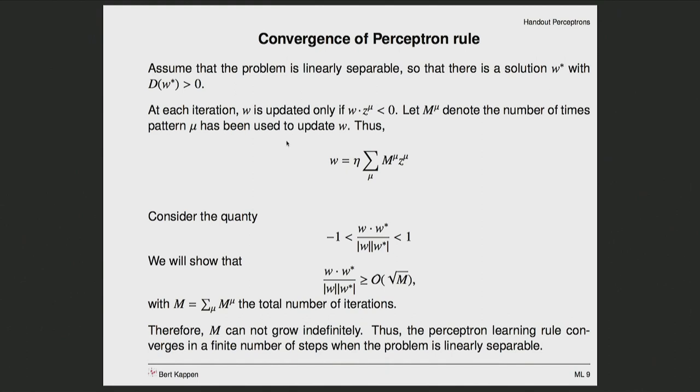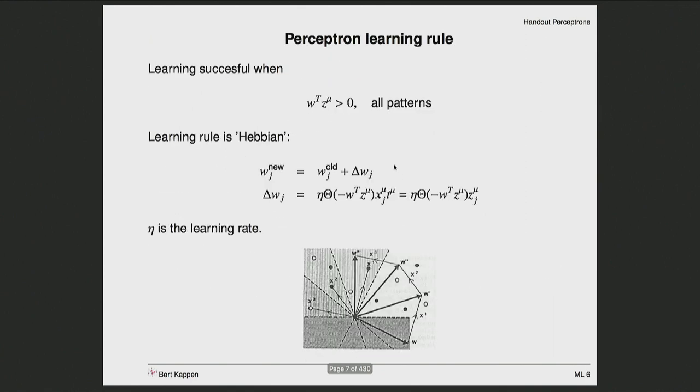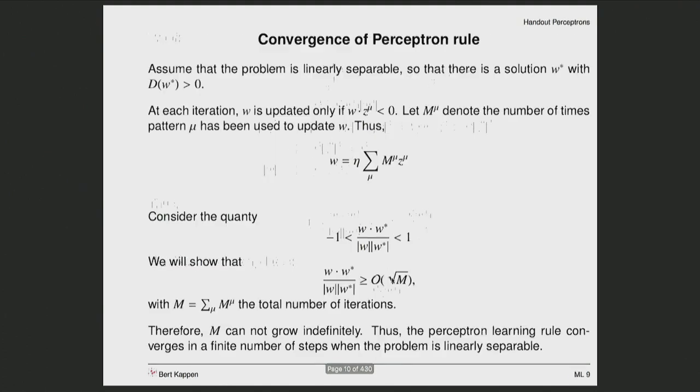The resulting W that we get is the number of times that we presented pattern mu times that pattern mu itself, times the learning rate, if you want, right? So this is the total weight that you get after a bunch of updates. So we have, like, 3 times pattern 1 and 2 times pattern 2, and we have to add all these things, because that is what we did in the learning rule. In this learning rule, we add these vectors, and the number of times we add vector 1 is m1, vector 2 is m2, etc. So we get this total vector. And now consider this quantity.